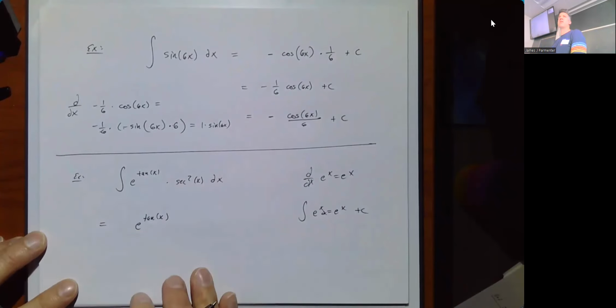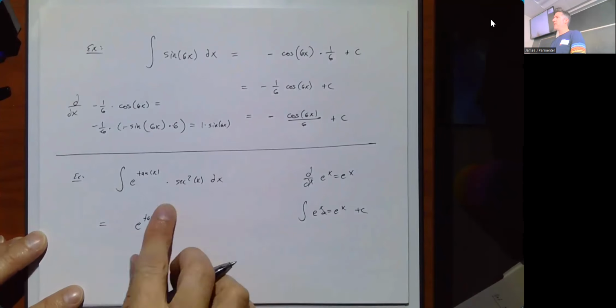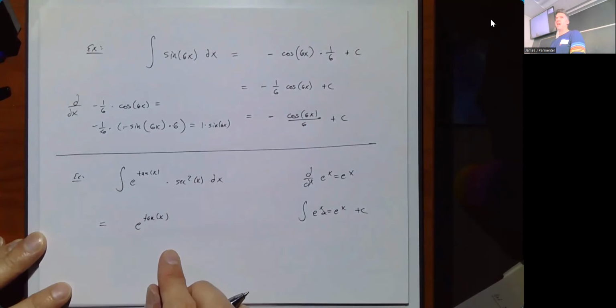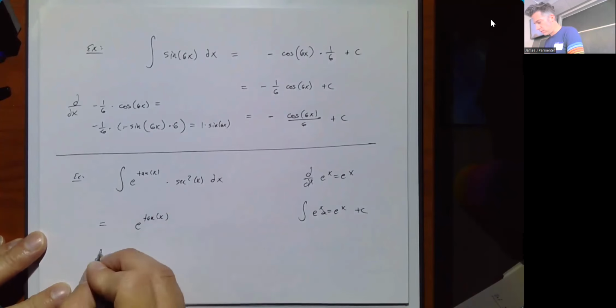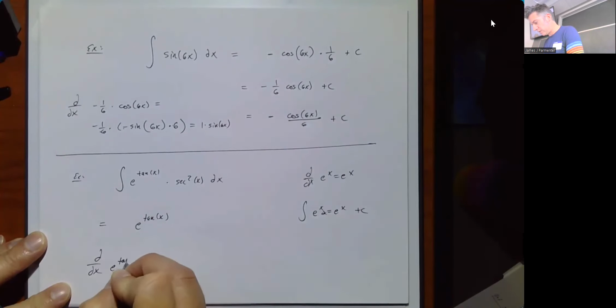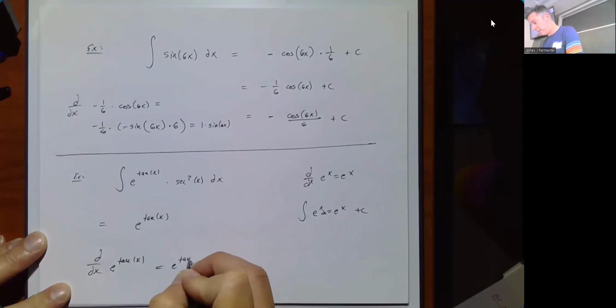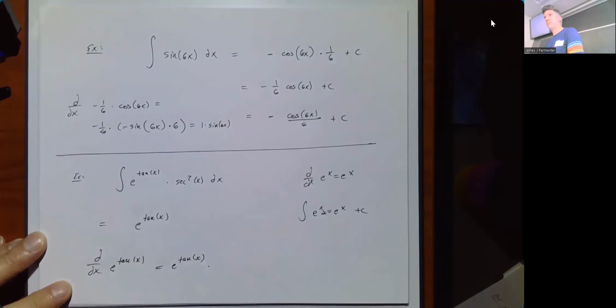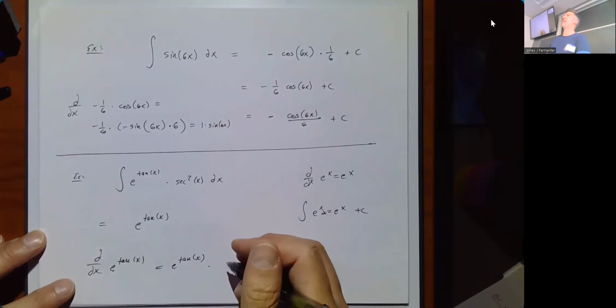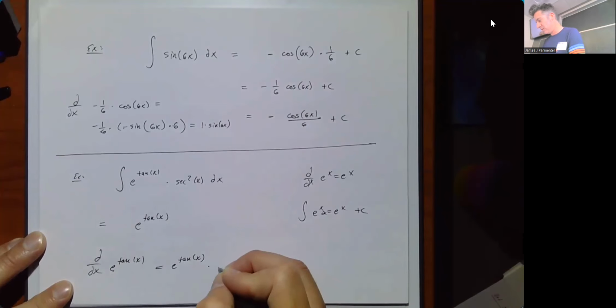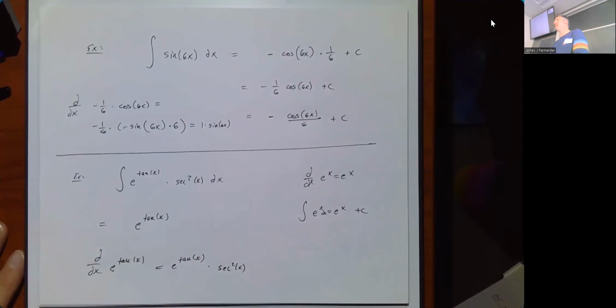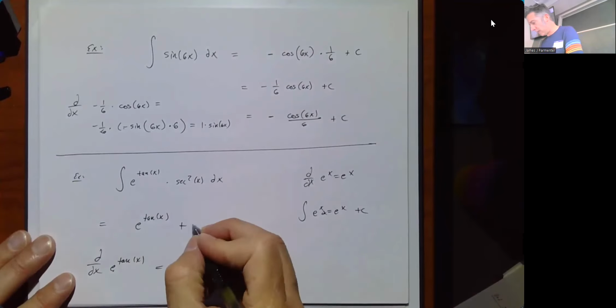And then I might just check. If I took the derivative of e to the tangent, I would get, in fact, let's write it down. The derivative of e to the tangent is, well, the derivative of e to the stuff is e to the stuff times the derivative of the stuff. And the derivative of tangent of x is secant squared of x. That's exactly what we have. So this is good. We just need to slap on a plus c.